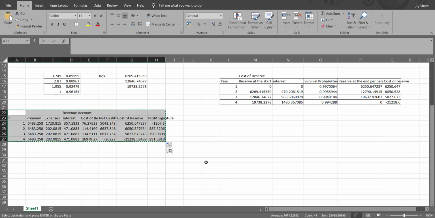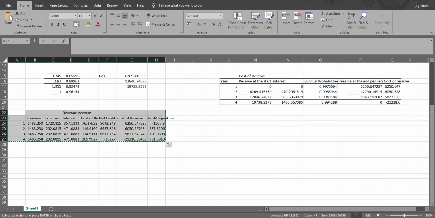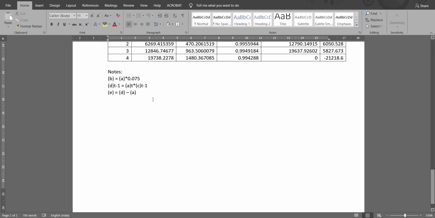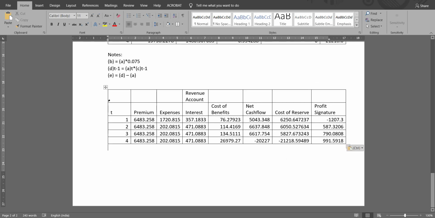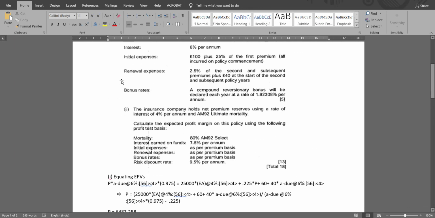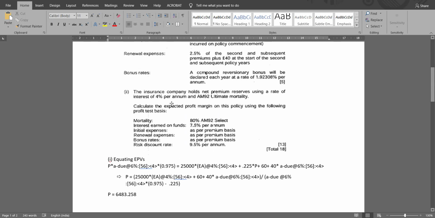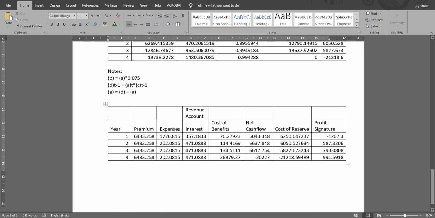Okay, copy the whole thing with margins, paste the whole thing. Okay, so it looks great. Fine. So I have this revenue account now. This is not T, this is the year. Right. Now, once you have your profit signatures and you have your whole revenue account, what do you need to calculate finally? I think the NPV of profit and the profit margin. Right. Okay. So you need to calculate the profit margin. So how will I do that? And first of all, you need to explain how you worked with the revenue account.